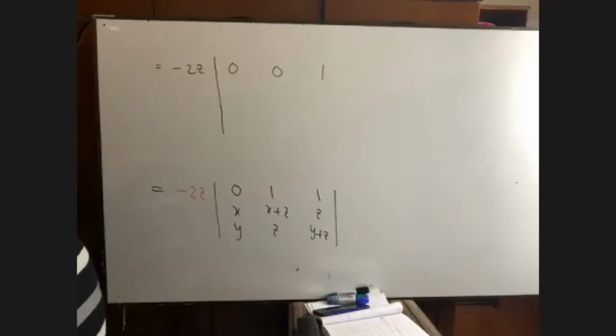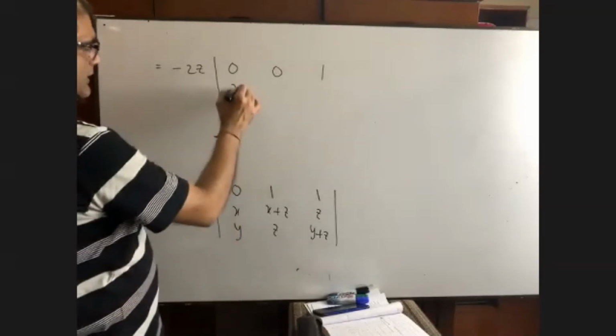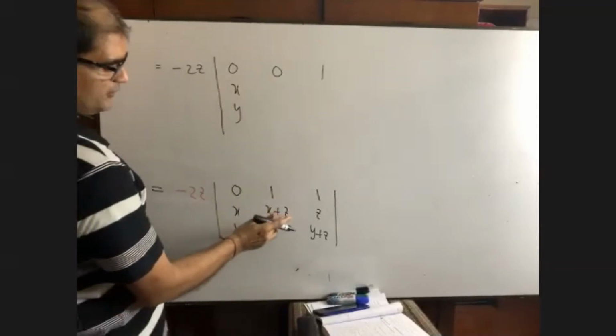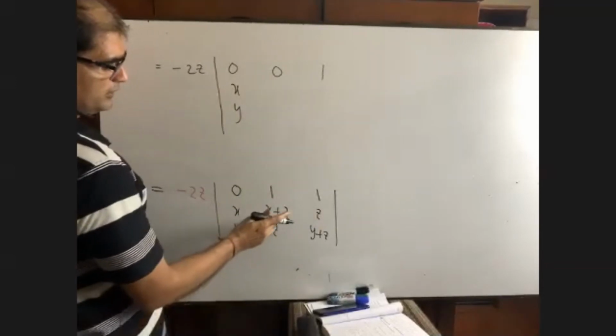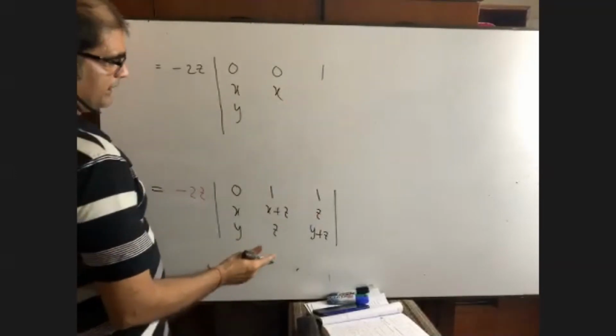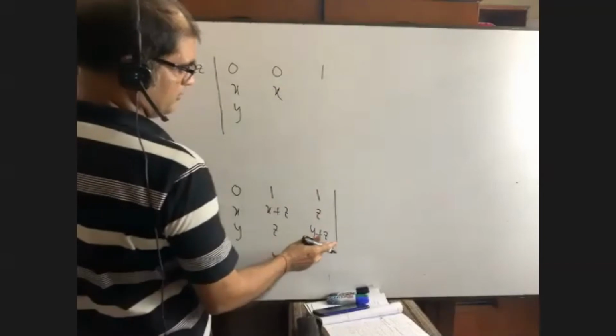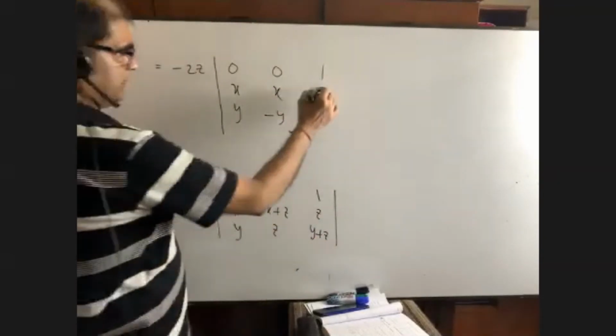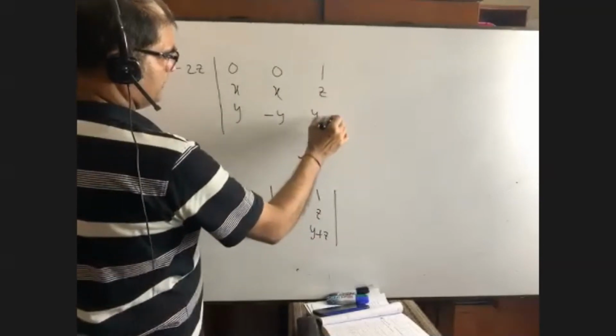Have you got me? This is xy. This is xy. Now you subtract x plus z minus z equals to what? Only x. And here z minus y minus z, it is only minus y. It is z. It is y plus z.